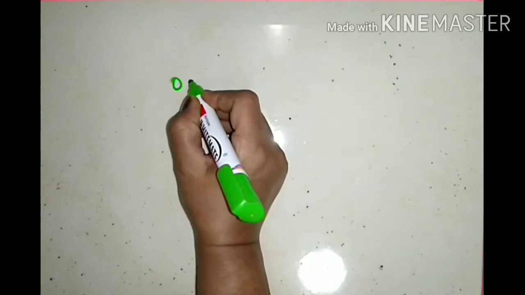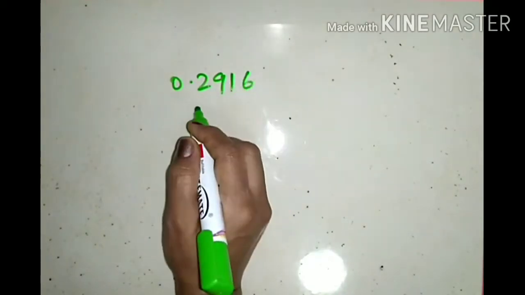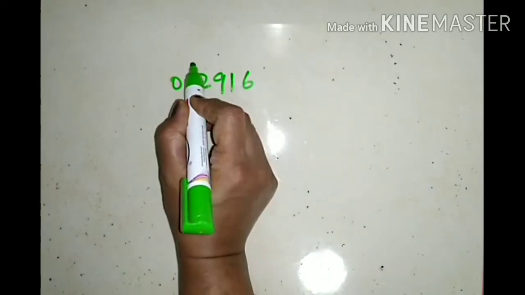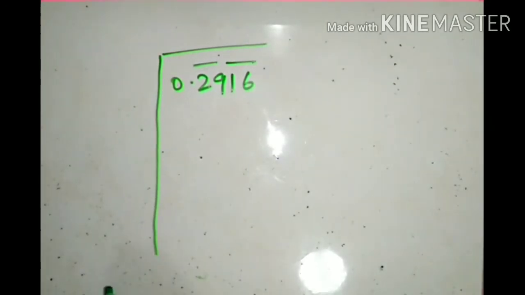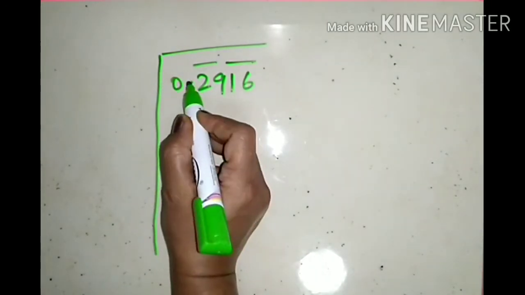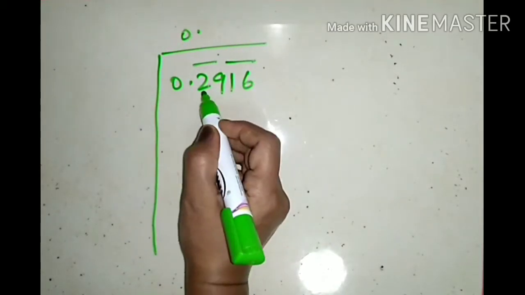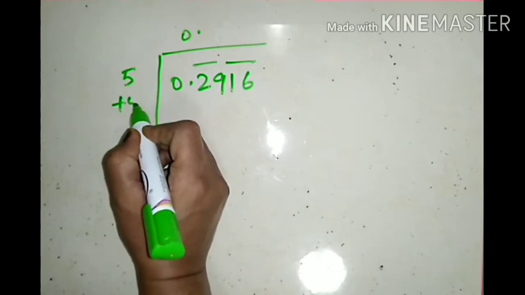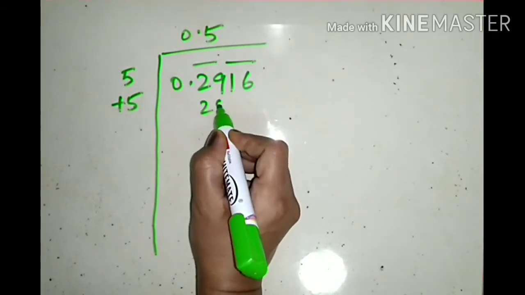Next number is 0.2916. Now in this case we will make pairs from left to right. For decimal numbers we'll make pairs from left to right. We'll put 0 point here because this is a decimal number. Now for 29 we will use 5 5s are 25. 5 here, 25 here.